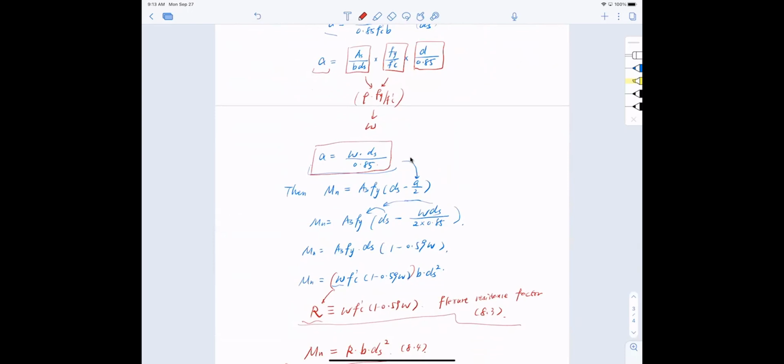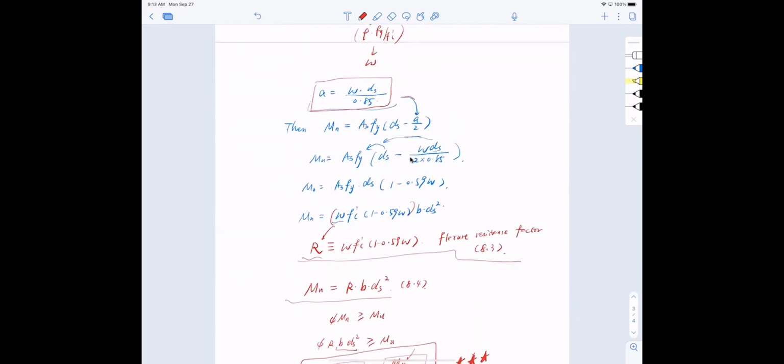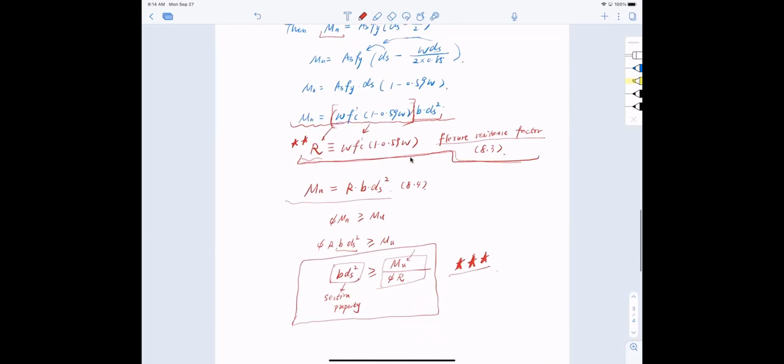But that is not the end of the story, right? We bring this a into the moment capacity equation and calculate the moment resistance, and we find that Mn equals omega f'c times the bracket of 1 minus 0.59 omega, outside the bracket b d_s squared. Folks, we put this whole bracket together and call it what? The flexure resistance factor. Again, this is very, very important. You hear this word a lot. Bob's going crazy and keeps telling you everything is important. Yes, because you need this equation for your calculations.